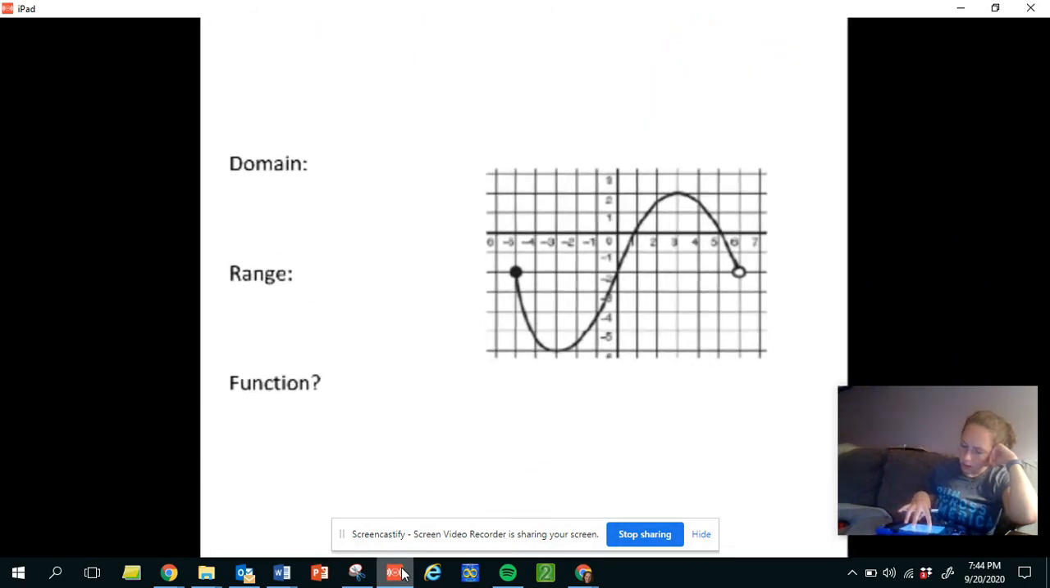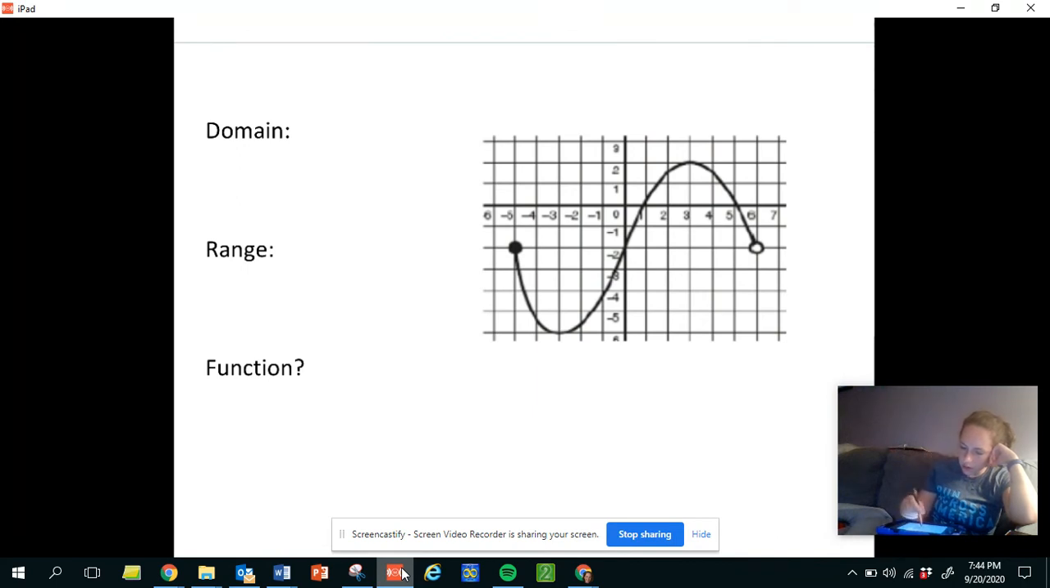Okay. So for this one, vertical line test: it doesn't matter where I draw it, it only touches one point at a time. So yes, it's a function. For domain, I'm looking from left to right. So the furthest left that it goes is here at -5, and the furthest right that it goes is 6.